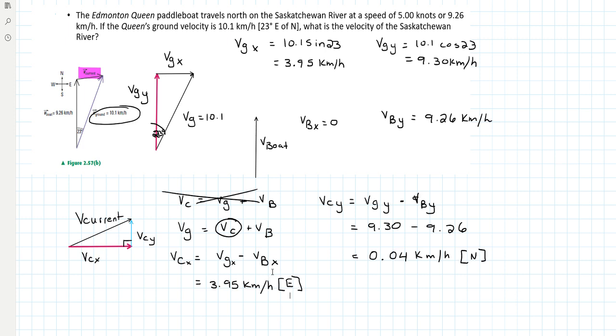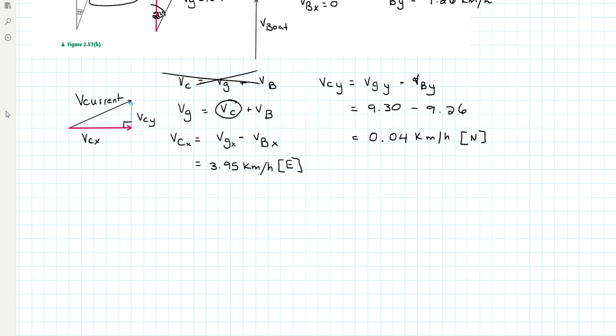We can now take those values and find the V current. This gets to stay the same, so it's just going to be the square root of 3.95 squared plus 0.04 squared. Square root that answer, and you should get V current is equal to 3.95 kilometers per hour.